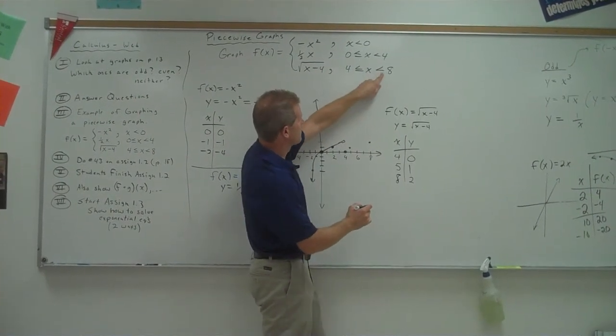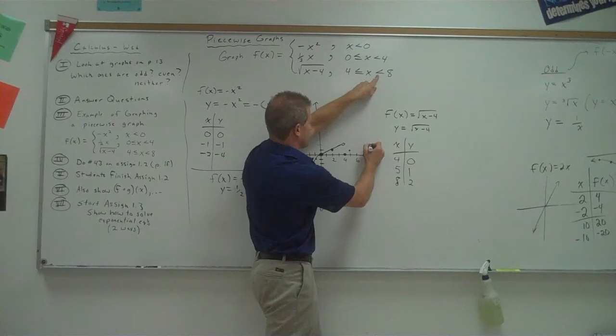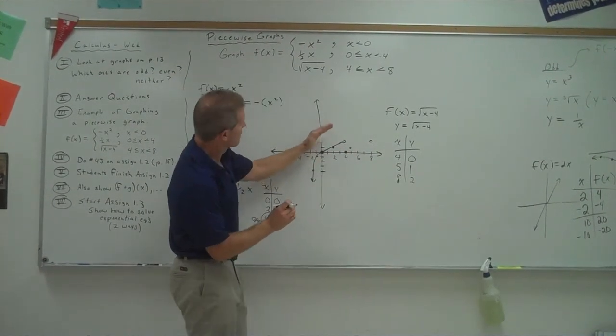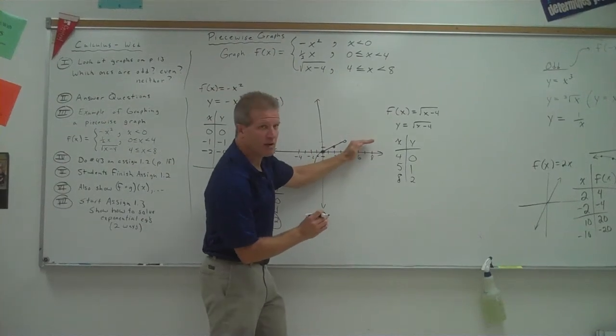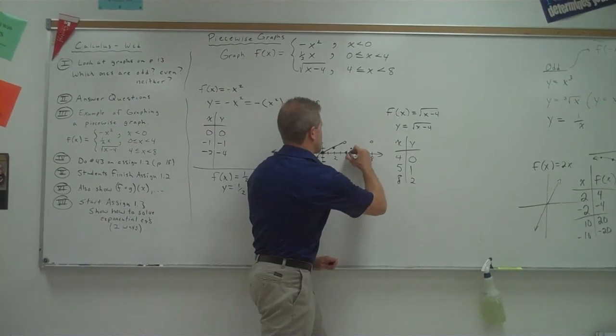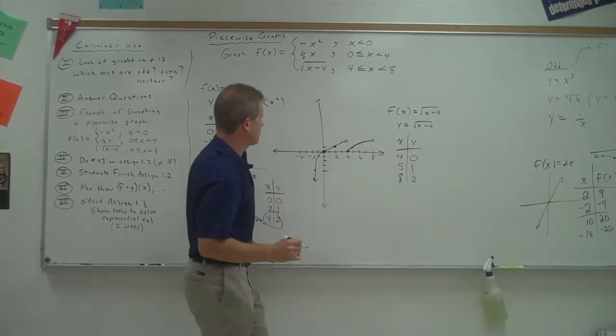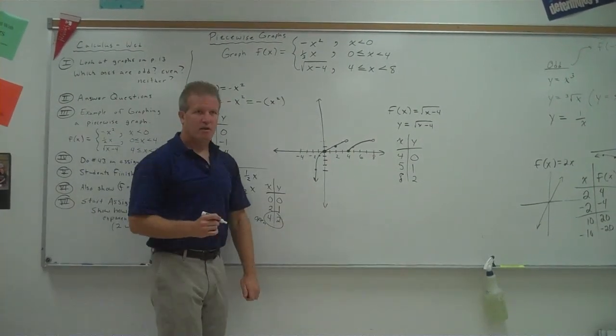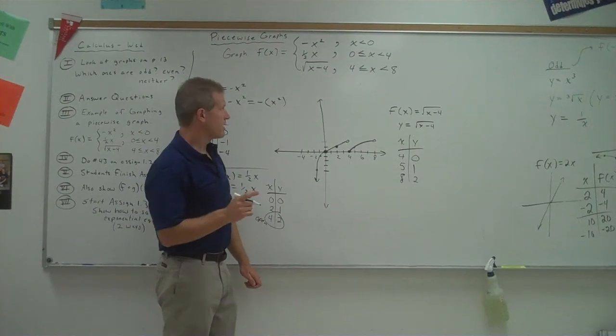Except, oh, no equal bar. That should be an open circle. Square root of x kind of goes like that. That minus 4 is shifting it 4 to the right. The graph's going to be a curved graph, something like that.